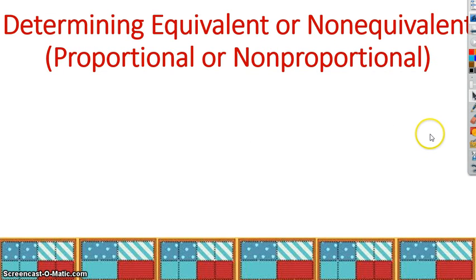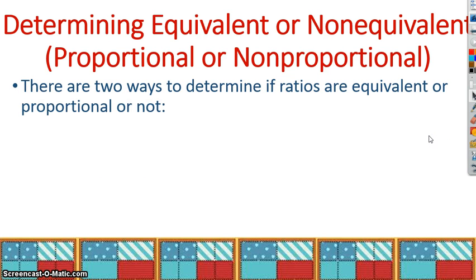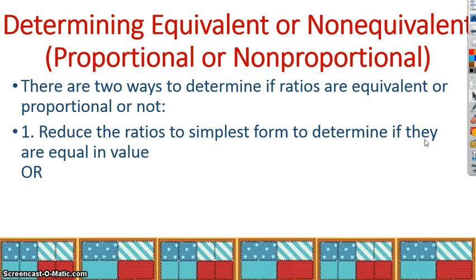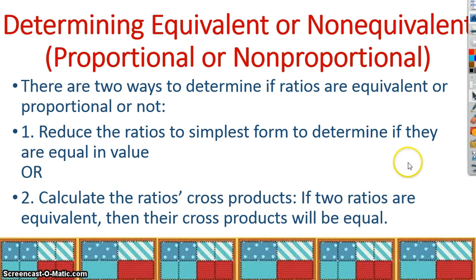So when we're determining equivalent or non-equivalent, there are 2 ways to determine this. The first is to reduce the ratios to simplest form to determine if they were equal in value. This also encompasses expanding. Reducing is just the written way that you can do it, but you can expand too. Or calculate the ratios' cross products. If 2 ratios are equivalent, then their cross products will be equal. And the opposite is true. If 2 ratios are not equivalent, then their cross products will not be equal.